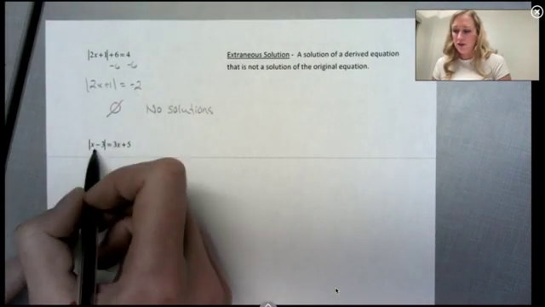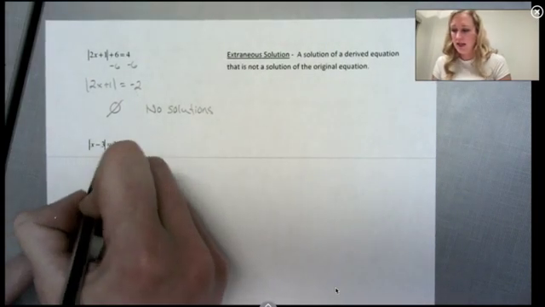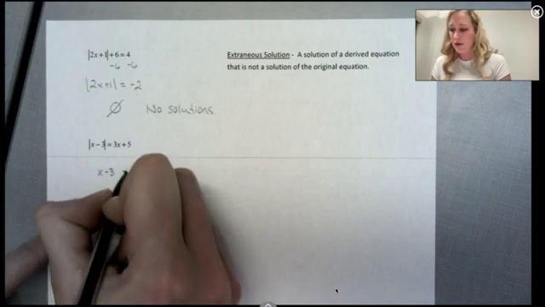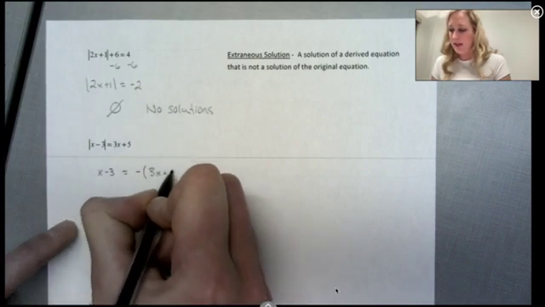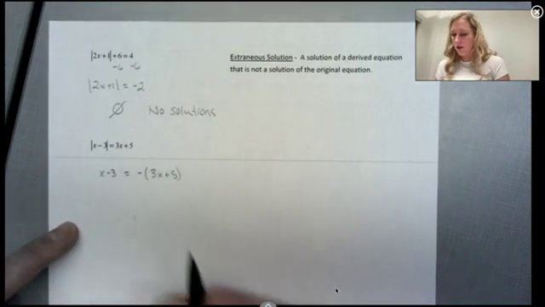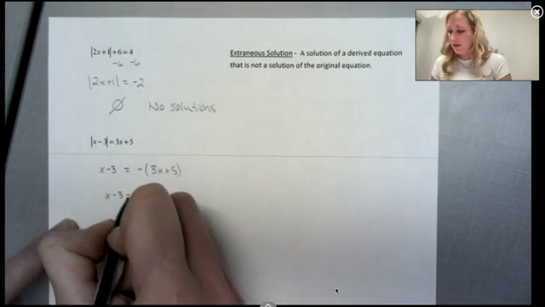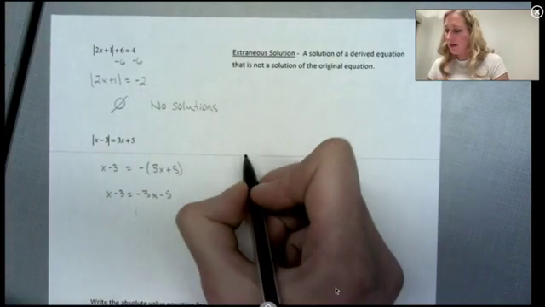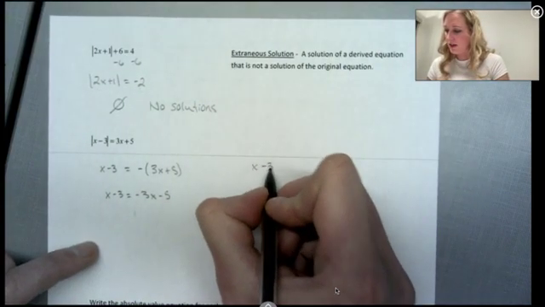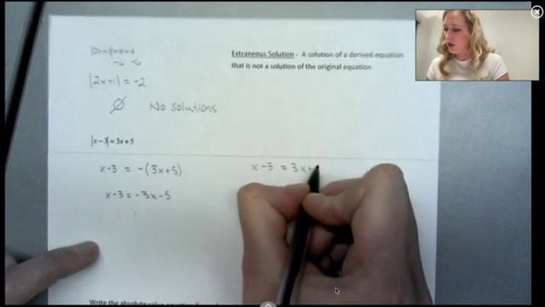We are going to set x minus 3 equal to the negative of this expression. So I want you to think about it as the negative of the whole thing. So I have x minus 3 equals negative 3x minus 5, okay? And then I also am going to set up x minus 3 equals the positive, so just as it is.